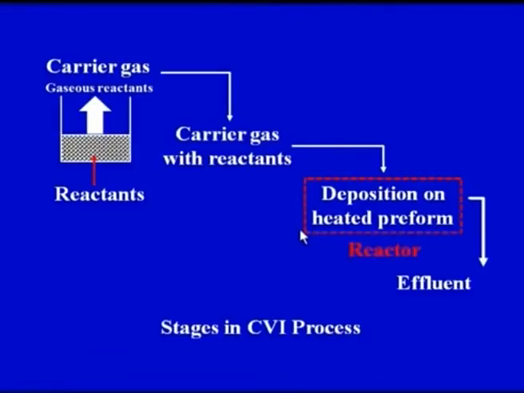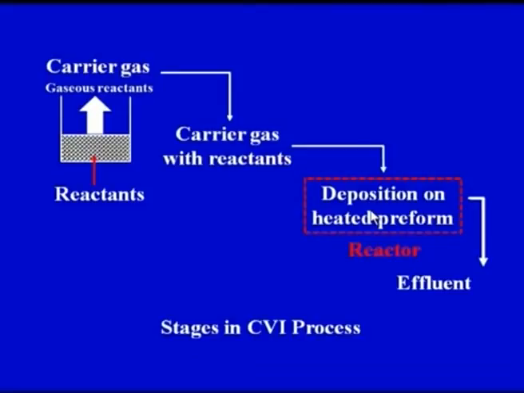So the preform is porous in nature, it is a network of fibers with porous characteristics, it has porosity. So when the carrier gas with the reactants passes through this porous structure, which can be called a reactor also, they will deposit the reaction products onto the fibrous network. So the diameter of the fibers would increase because of the solid being deposited by the reaction of the gaseous reactants, and finally the effluents would come out of the reactor.